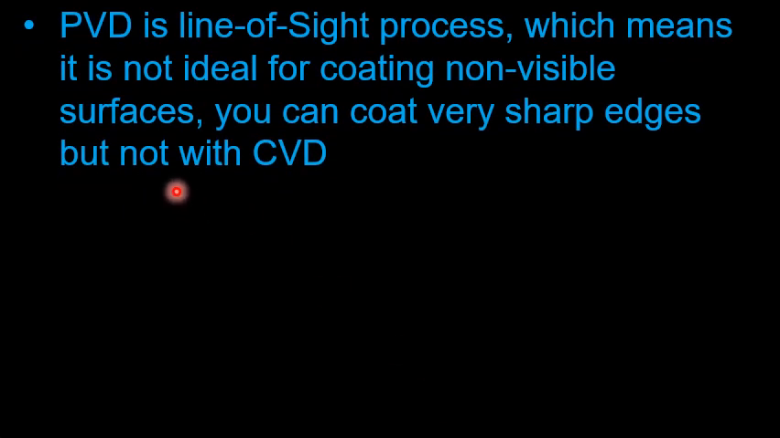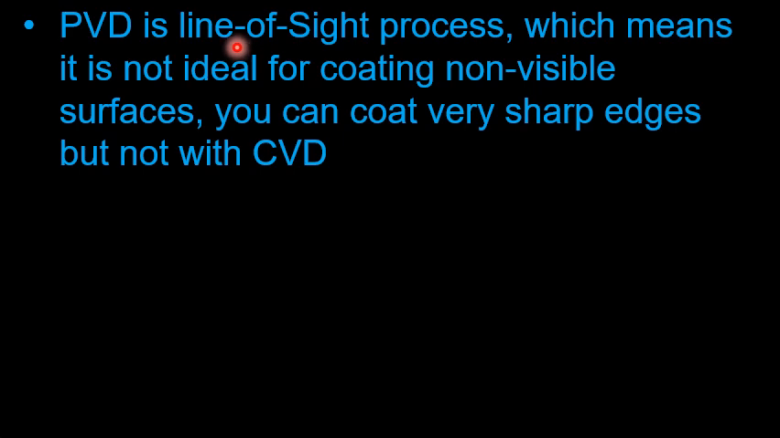Dear student, this is a very important property of the physical vapor deposition process, that PVD is a line of sight process, which means it is not ideal for coating non-visible surfaces. You can coat very sharp edges but not with CVD. Why? The PVD is a line of sight process.